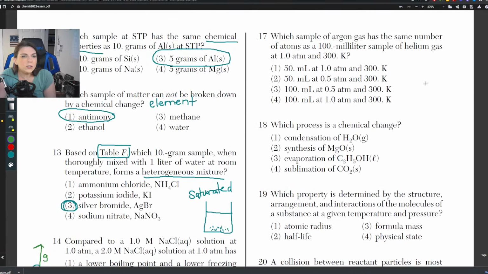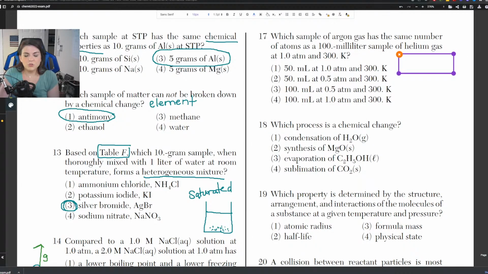Question 17. Which sample of argon gas has the same number of atoms as a 100 milliliter sample of helium gas at 1 atmosphere and 300 Kelvin? For this one, you may be thinking that you need to do some math because it's giving you a lot of numbers. You don't have to do math because it's a part A. You also don't have to do math because this is an Avogadro's law question. For our purposes, Avogadro's law we only do in concept. We don't actually do the calculations for Avogadro's law.